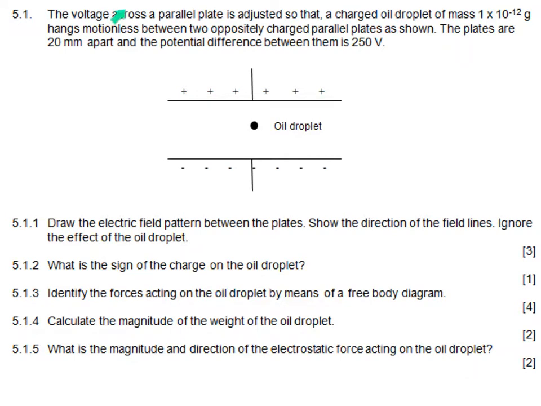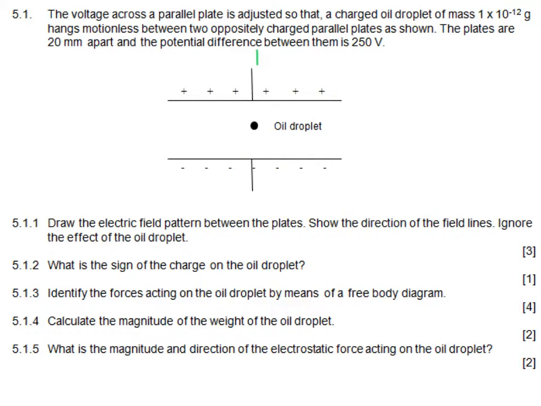The voltage across parallel plates is adjusted so that a charged oil droplet with a certain mass, so it's going to have a weight acting down that way, hangs motionless between two oppositely charged parallel plates as shown. The plates are 20 millimeters apart and the potential difference between them is 250 volts.